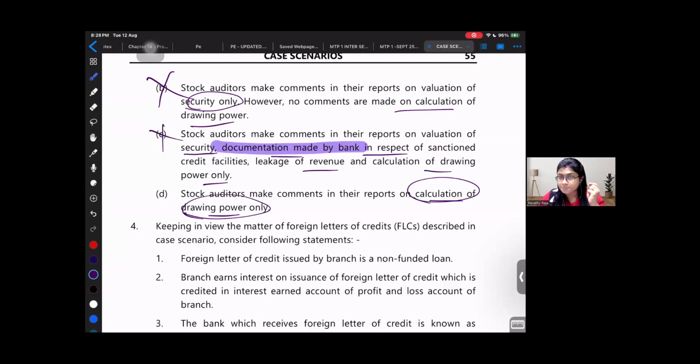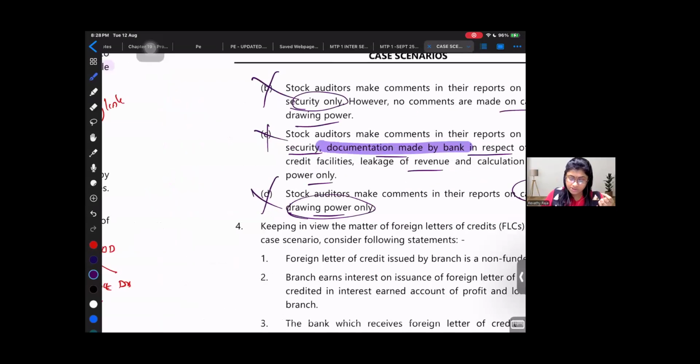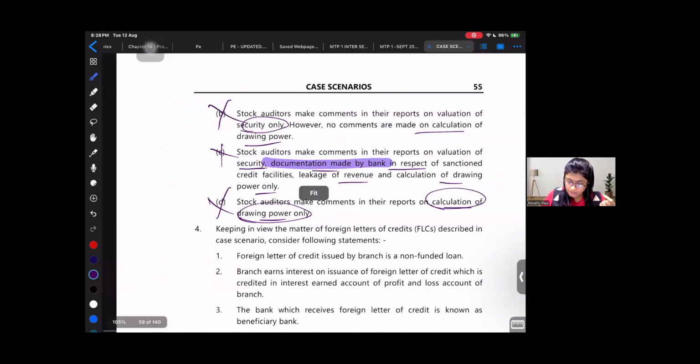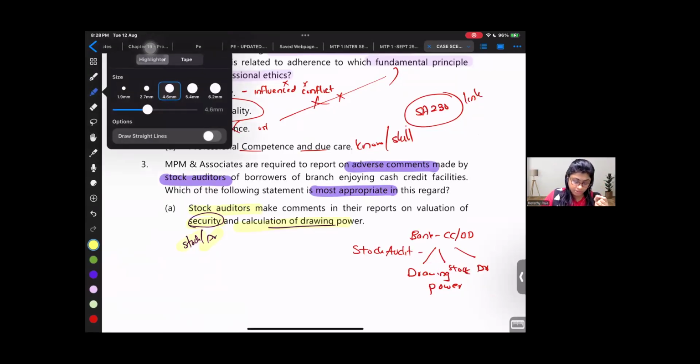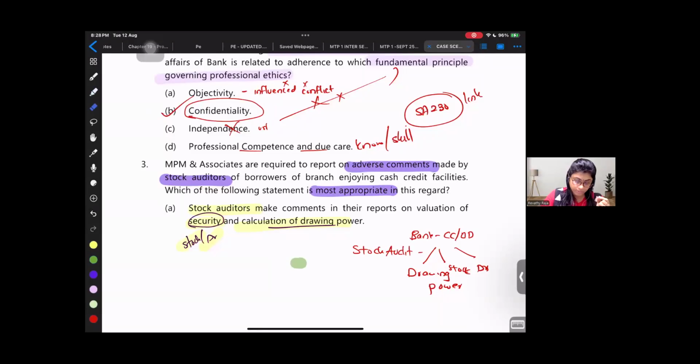Those who said D, don't you need to check the valuation of stock and debtors also? Yes or no? So not only calculation, even stock at the realizable value. So the answer is not D. The answer is A. Stock auditors have to see security, which is stock and debtors, plus calculation of the drawing power. For marks, you made a mistake.